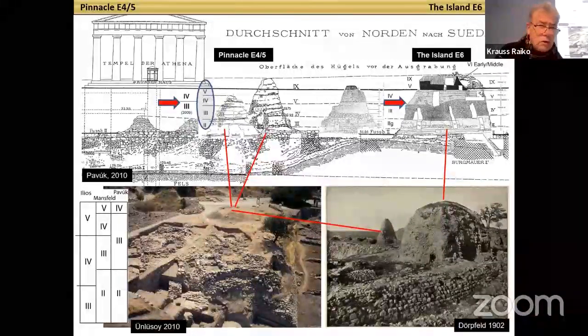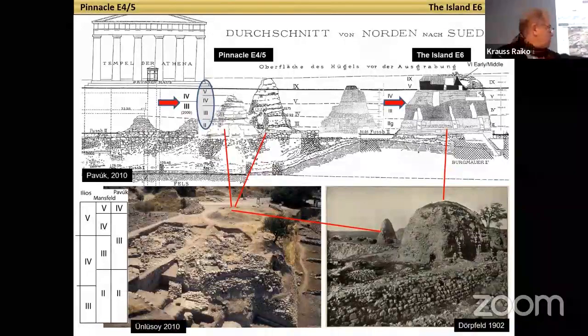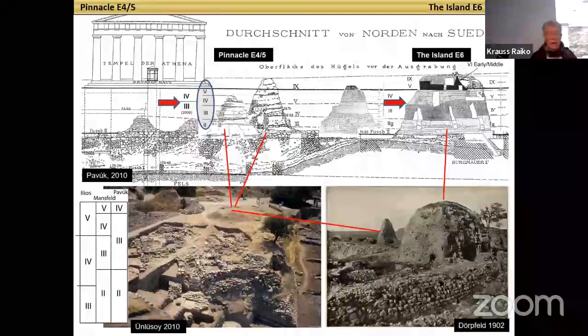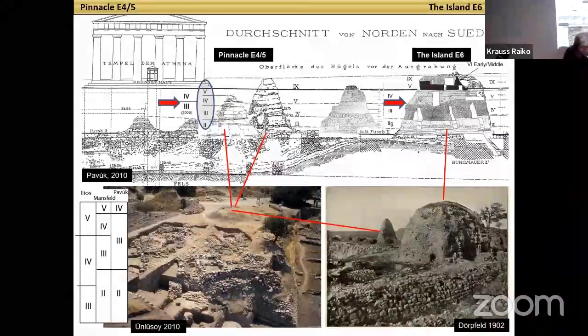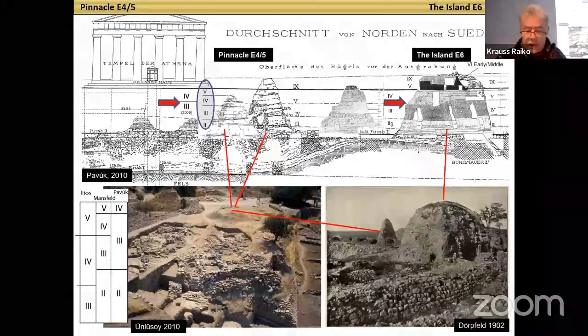But what we are now doing, Donald and I, is using Peter Pavúk's terminology. So if we talk about Troy 3, in Ilios, Schliemann might be talking about Troy 4. You have to be very careful. You have to be aware of this. No, the picture in the middle here is where the pinnacle has been excavated all the way down. Here's the Schliemann bench. This is the Minoan 2A, and then on the right we have the pinnacle, the island.